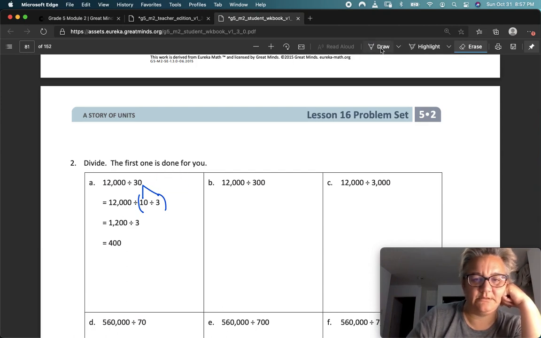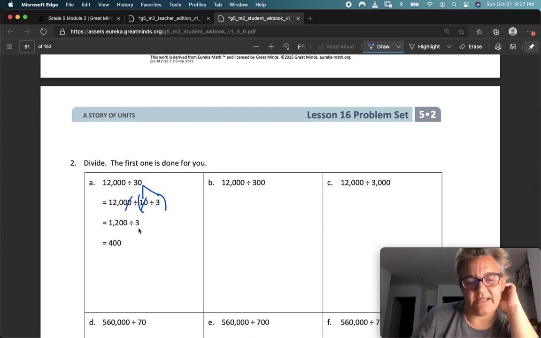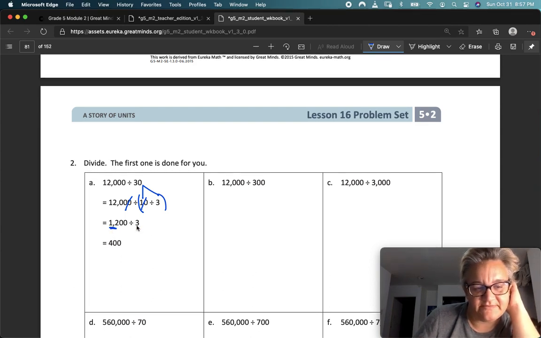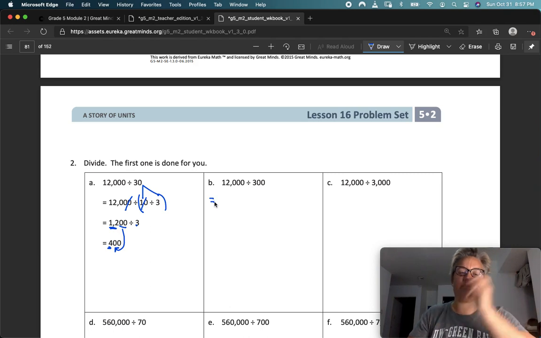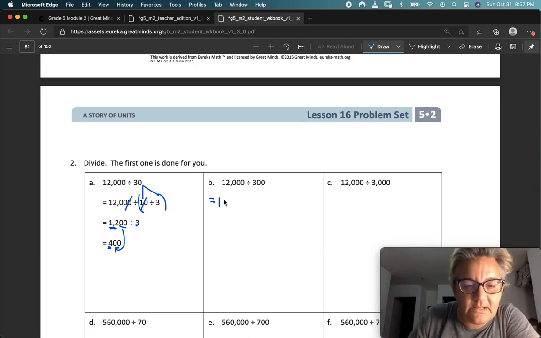So 12,000 divided by 10 would be, right, 1,200. And then divide 1,200 by 3. Well, 12 divided by 3 is 4. And then we have our 2 zeros left after that. Okay, so let's do the same thing for letter B, but we just have a few more zeros here, right?